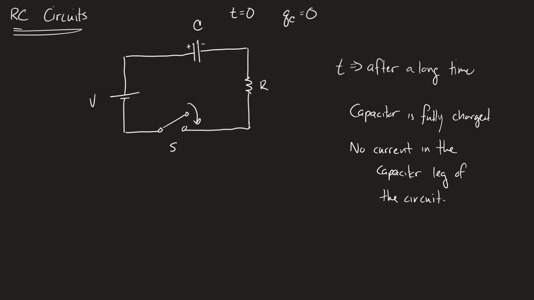You'll hear me start using this phrase, one leg of the circuit versus another. It's to indicate the options, the pathways that exist in a circuit. This circuit that we have drawn here only has one leg. So if the current through the capacitor goes to 0, the current through the whole circuit goes to 0.